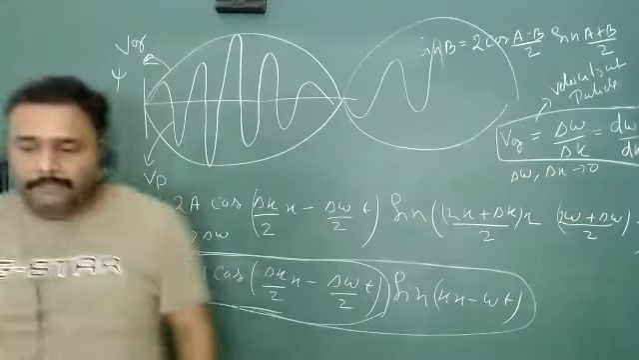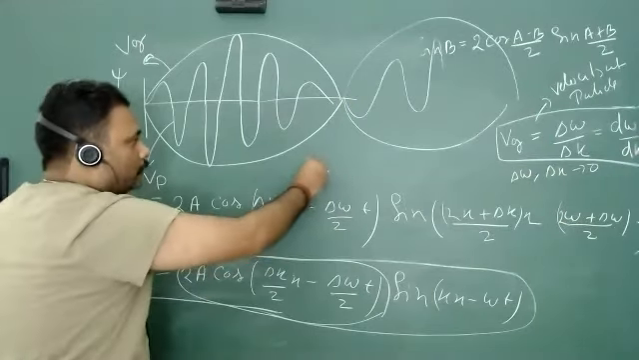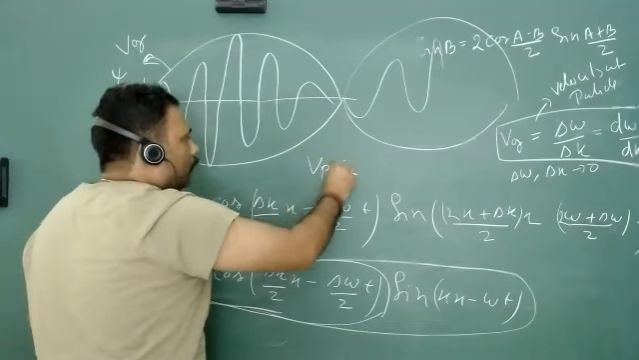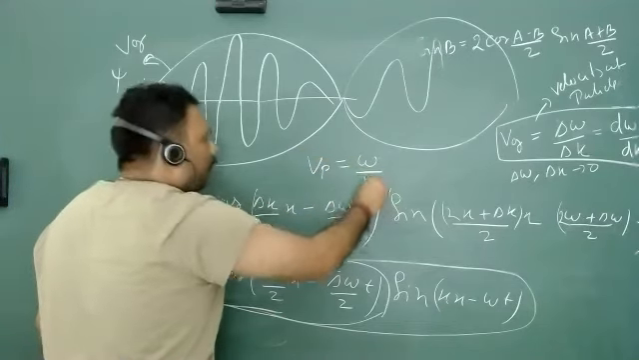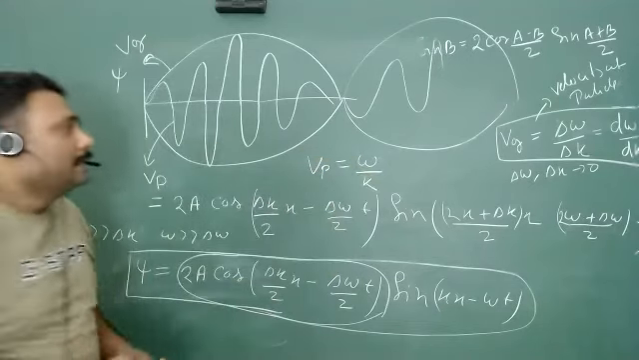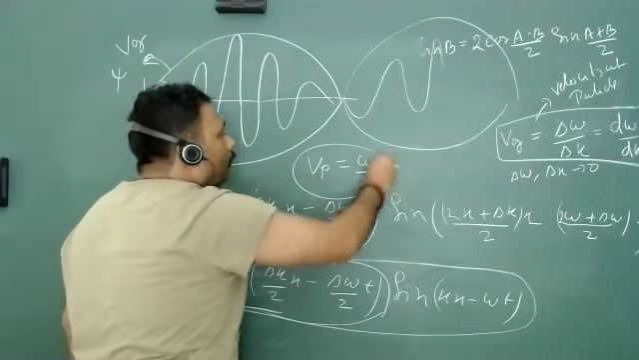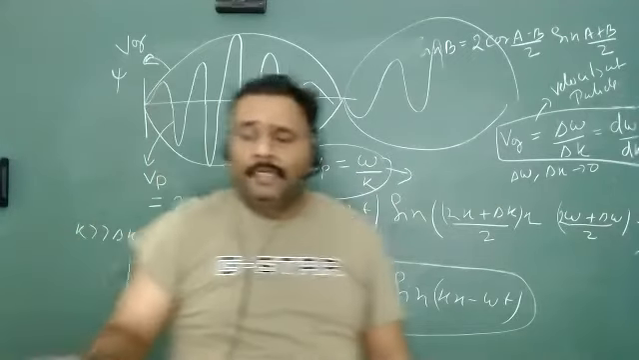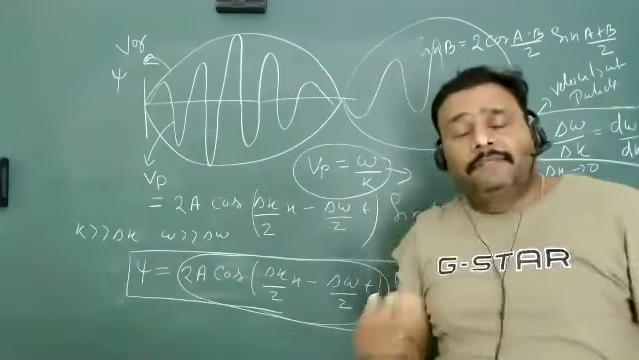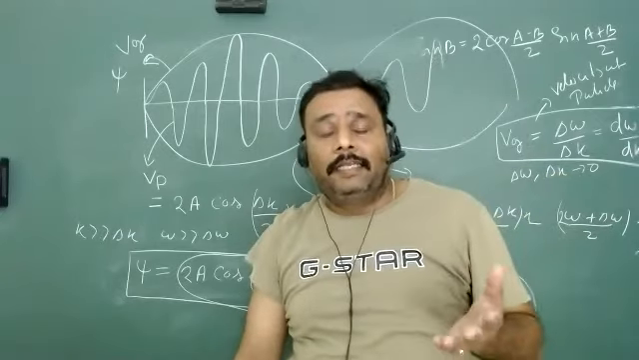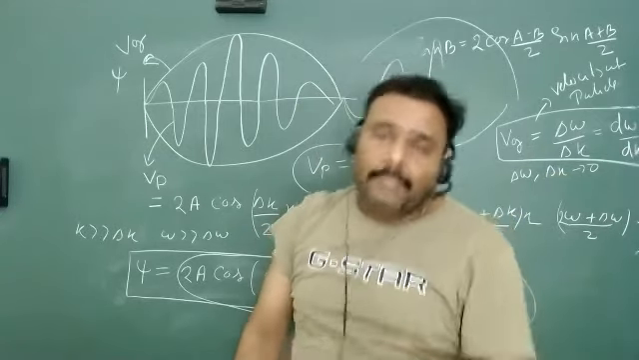So what is phase velocity? Phase velocity Vp is equal to omega upon k. And you will be surprised, this phase velocity has no physical significance. Sometimes you will find that this phase velocity comes out to be more than the velocity of light.